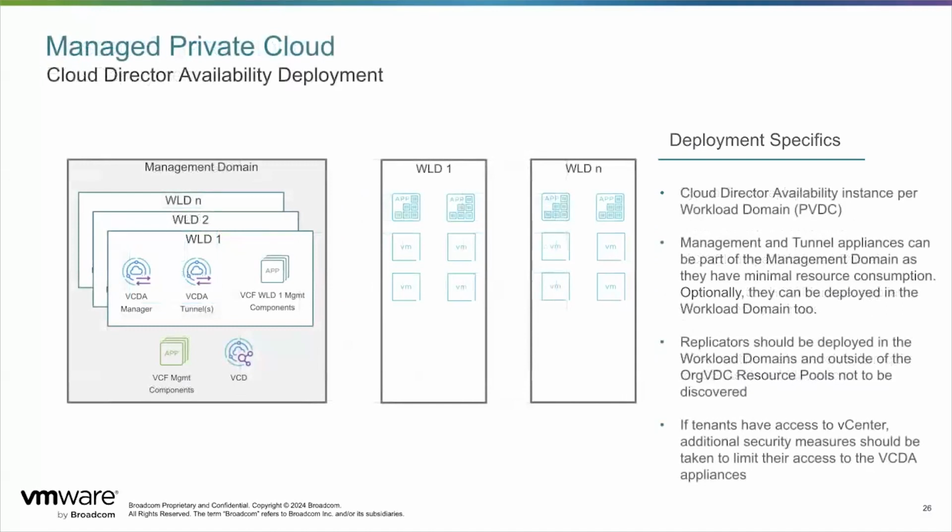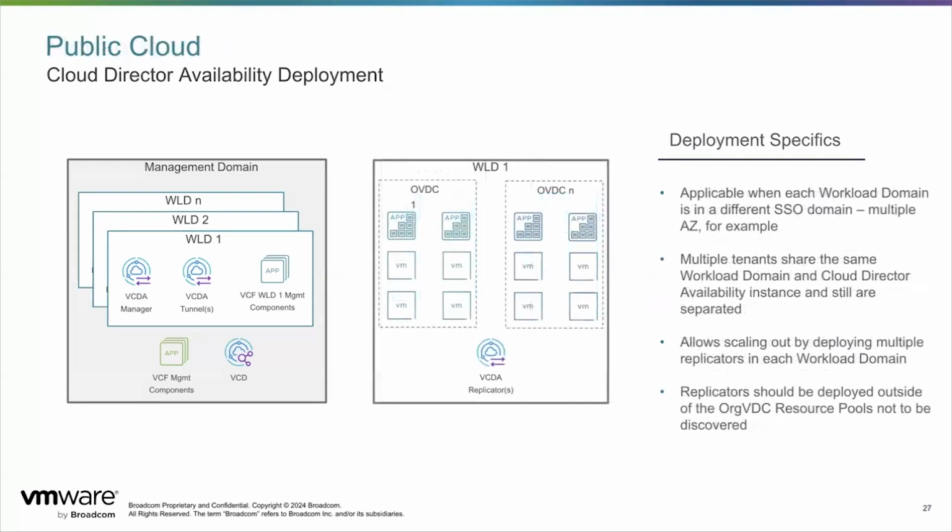Then we have the managed private cloud, where we use Cloud Director availability. Now here, there are several options. The most important thing to know is that the replicators should be placed within the workload domain, and depending on how the workload domains are deployed, whether they're in the same or different availability zones, the rest of the Cloud Director availability appliances can be either in the management domain or also in the workload domain. It's important to say that they should be outside of the Org VDC resource pools, so the appliances won't be visible to tenants within Cloud Director.